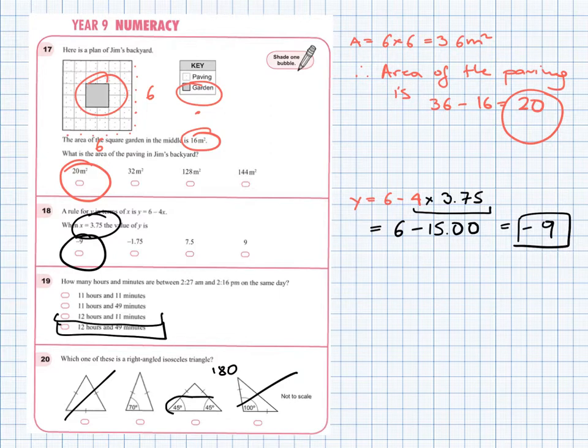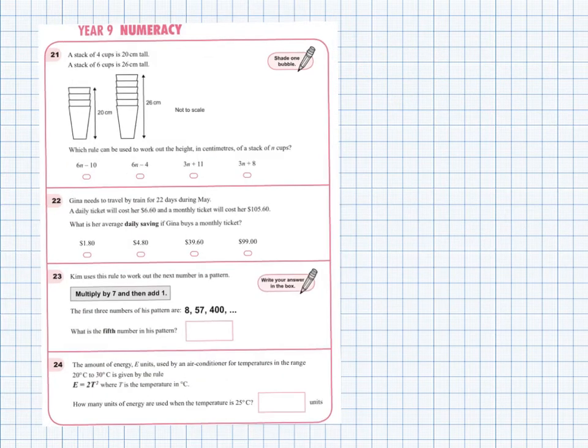So if this is 90, then we are left with this one. And then this one should be 90 degrees, or a right angle isosceles triangle. Okay, let's go to the next page.